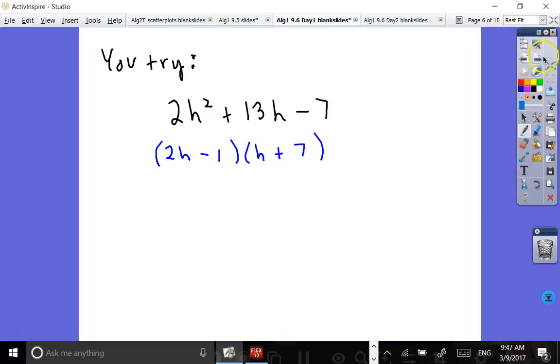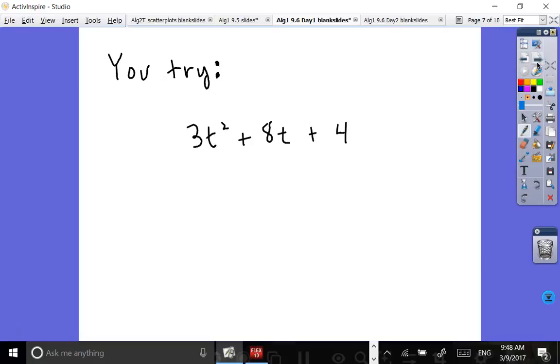Okay, so let's try another one. Try that one. Now, what's different about this one? 4 is not a prime number. You might have to do a little more guessing. Now, the first number is 3, so you know how you're going to start, but it's how you're going to finish that takes a little more guessing.